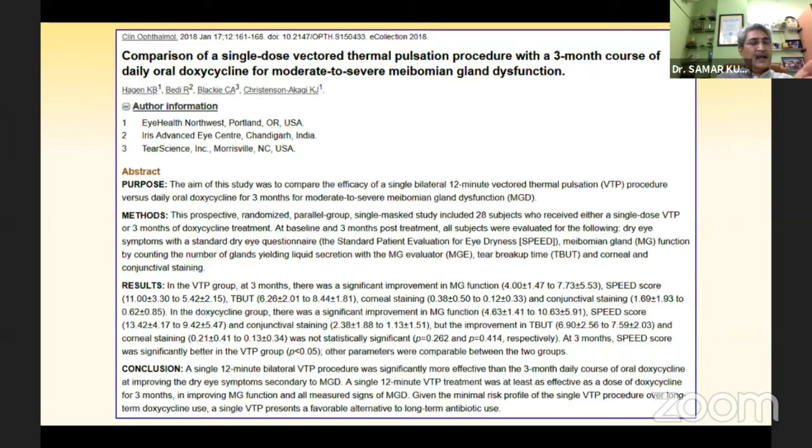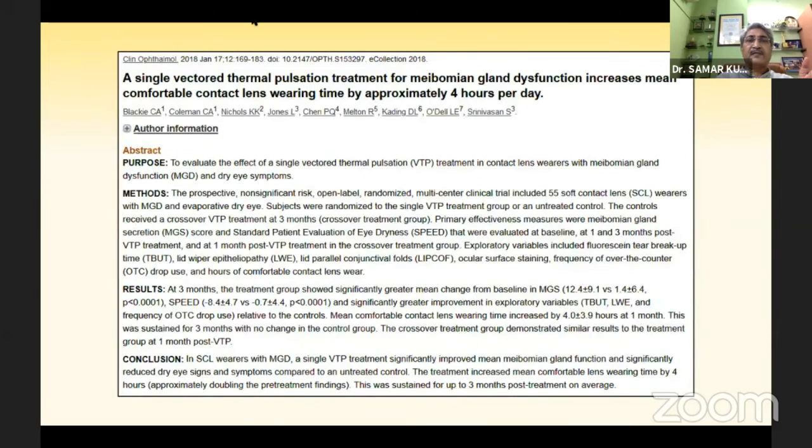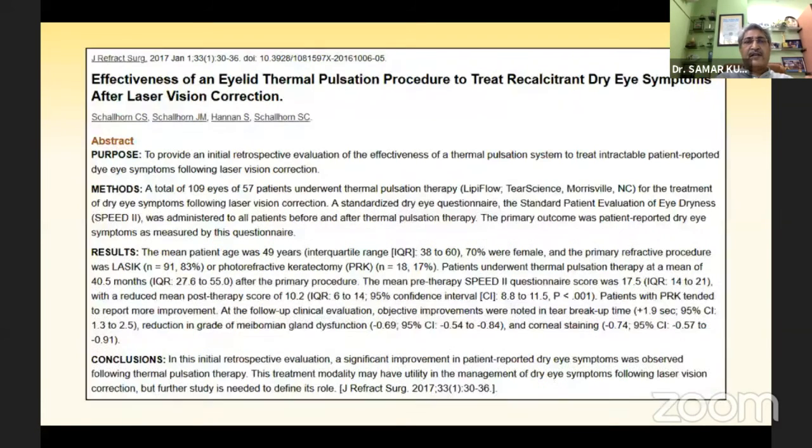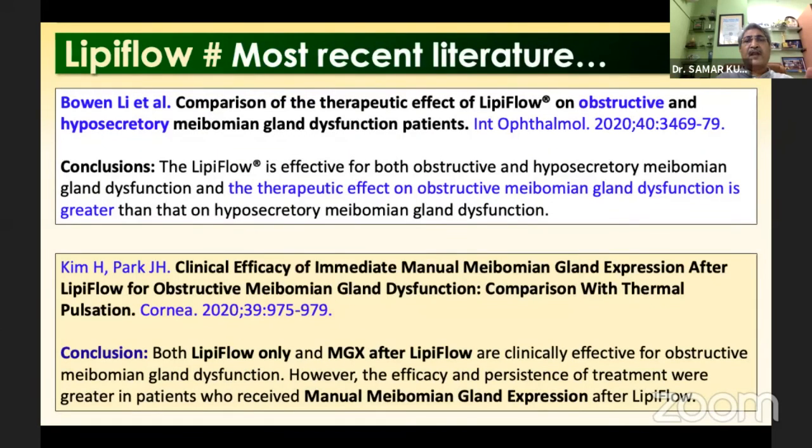You can combine it with oral doxycycline for a 3 month course, which is more effective. It also gives compliance for contact lens users, so they are happy if they use it. It is also effective post laser vision correction, in patients with lacrimal symptoms and dry eye symptoms, and many patients are happy with this kind of treatment. They also said that it is effective in both obstructive and hypersecretory meibomian gland dysfunction.